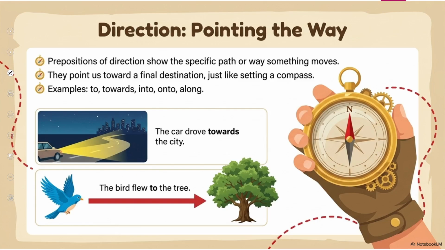Then we have preposition of direction. It tells us about the direction. Show specific path or way something moves. We have some common examples: to, toward, into, onto, along. The car drove towards the city. Here towards show the direction of the car. Then we have second example: the bird flew to the tree. Here the word to is a preposition of direction because it is telling us about the bird who is flying to the tree.